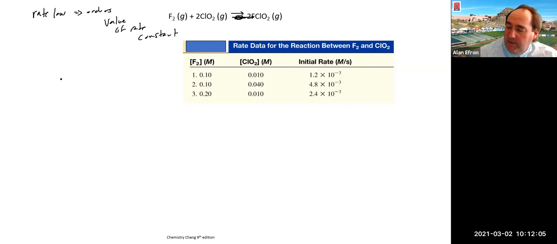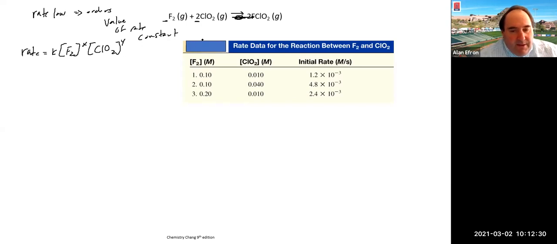With our orders, we can start with the generic rate law here, which would be the rate is equal to K, in this case, F2 to the X and ClO2 to the Y. Again, just the reactants involved. Also, we do not use our coefficients as our exponents. That's really why we have this table given to us. So we want to look at keeping one of the reactants constant while varying the other.